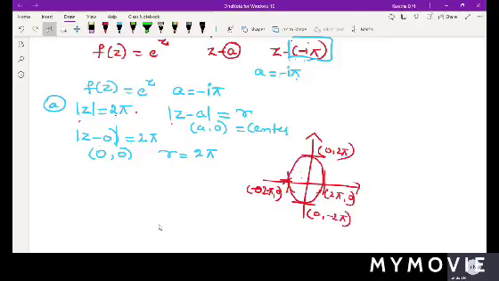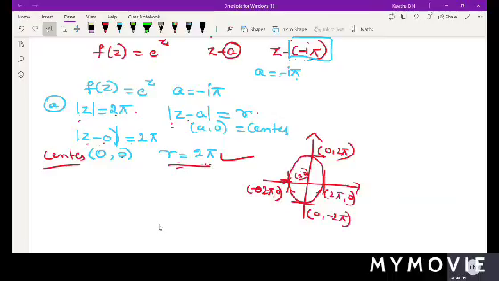The general form is modulus of z minus a is equal to r. Here a is 0, so 0 comma 0 is the center, and the radius r is equal to 2 pi.